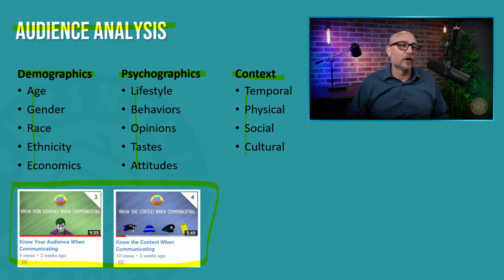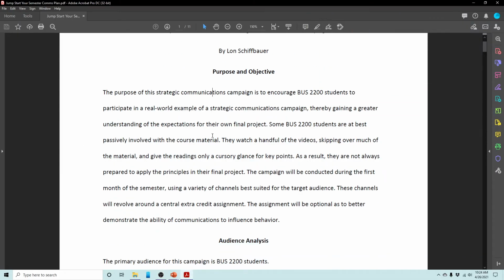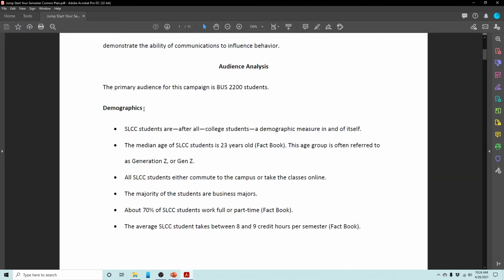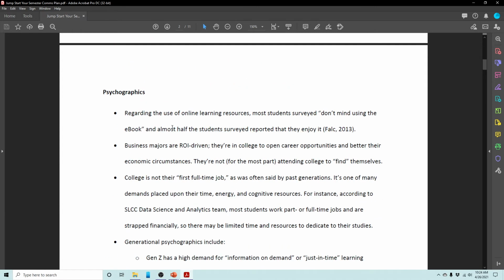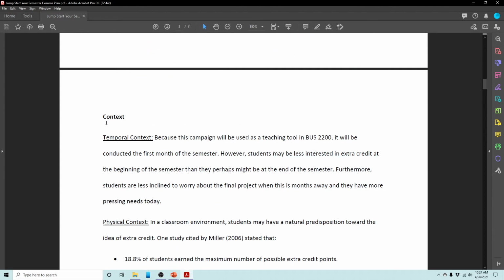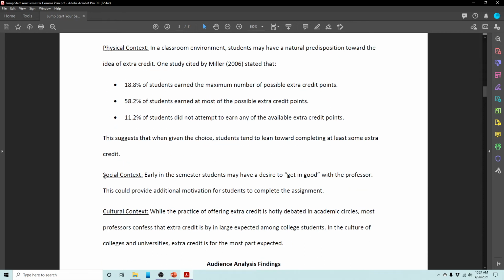Now, once again, if we come back over to my communications plan here, I have an audience analysis. It includes the demographics of my students, because my students are the target audience for this campaign. It includes their psychographics as well. And then I have the context. I have the temporal context, physical context, social, and then cultural context.